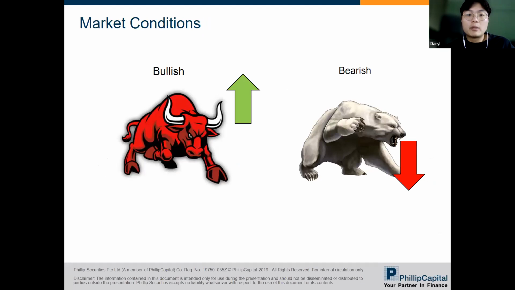So there are two types of market condition. In the stock market, there are two types of movement. The first one is the upward movement, and the second one is the downward movement. When it's going up, we call it bullish, or a bull market. So when you hear people saying that the market is very bullish, this means that the market is in an upwards trend. However, when the market is going down, we call it bearish. So when you hear people say the market is very bearish, it means the market is on a downwards trend.